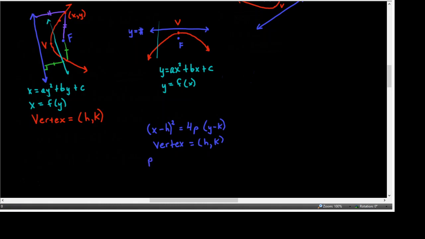P is the directed distance, and this is a generalized statement which is true for all parabolas. P is the directed distance from the vertex to the focus.